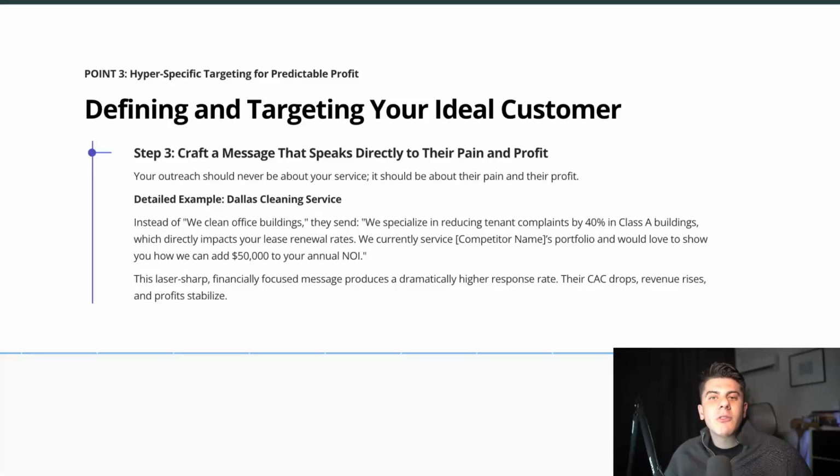Instead of spending thousands on ads that target random people, they spend a few hours sending strategic, high-value outreach that lands premium clients. Their CAC drops, their revenue rises, their profits stabilize. That's the power of hyper-specific targeting.